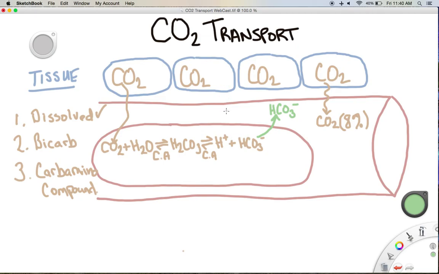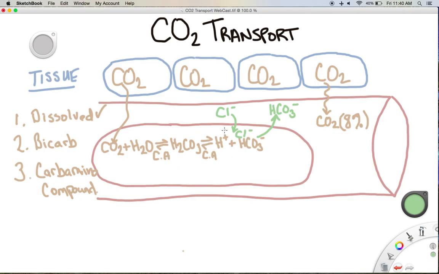Well, luckily, one of the more abundant anions that floats around in the plasma is this thing called chloride. And the chloride then shifts in as the bicarb shifts out, and the charges start to equal. One negative out, one negative in. And now the RBC on the inside maintains that electroneutrality.